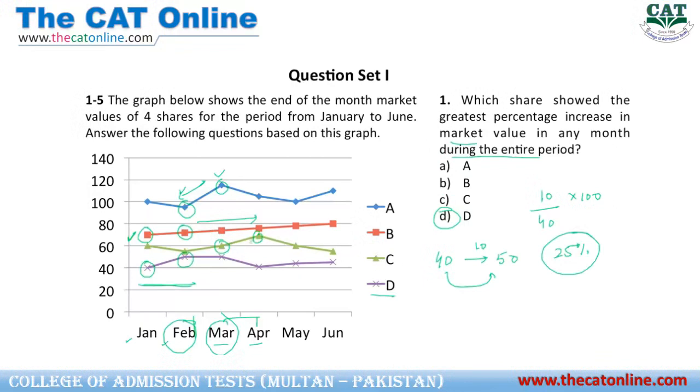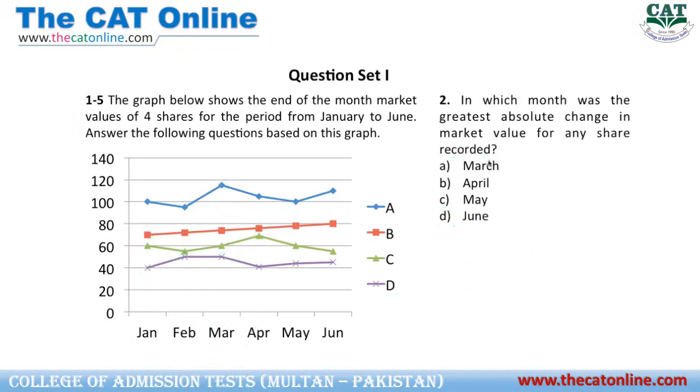Let's check for C. So it goes from 60 to near about 70. So 60 moves up to 70, again an increase of 10, but over a higher base. So obviously it would be less than 25%. So we don't need to check for C. Similarly, you can check for A and B, but this value will come out to be the highest one. Let's look at the second question.